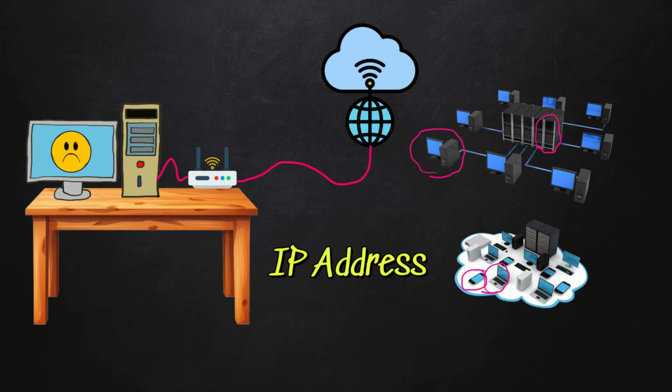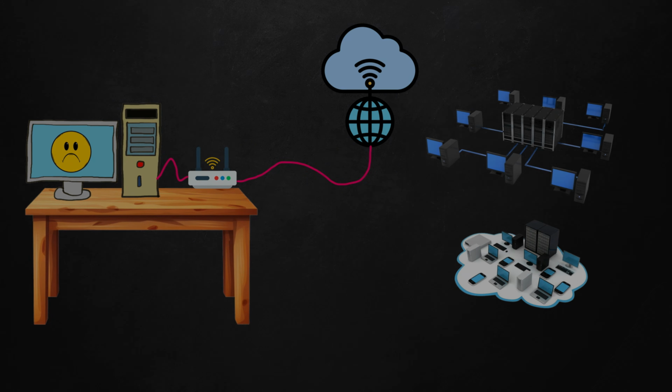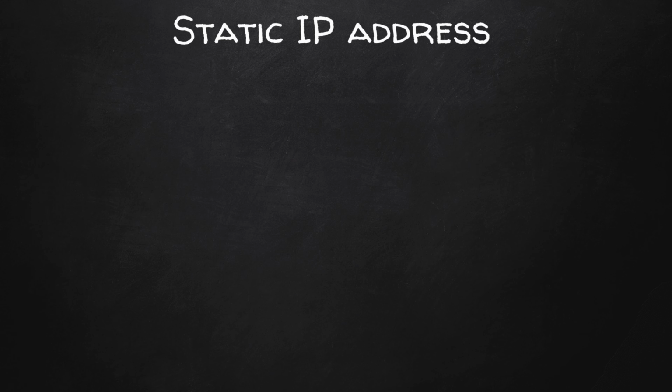So from where is the device getting the IP address, and how are they getting the IP address, we will talk about it. And when we talk about assigning an IP address to a device, there are two kinds of IP address available. One is the static IP address and the second is the dynamic IP address. So first we will see what the static IP address is.